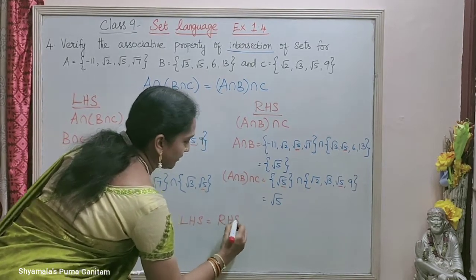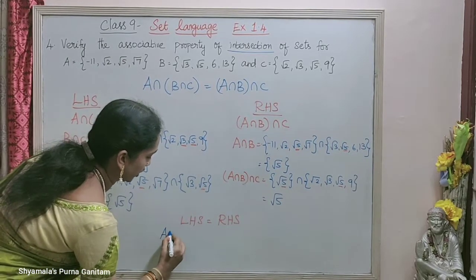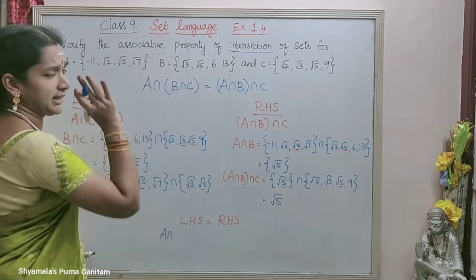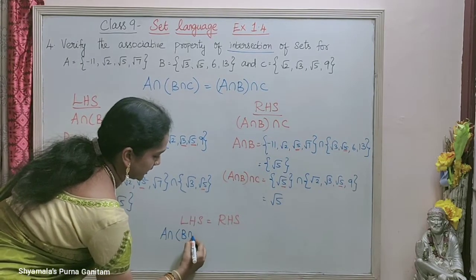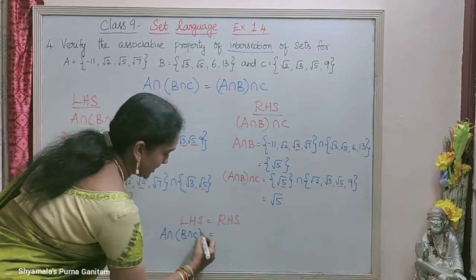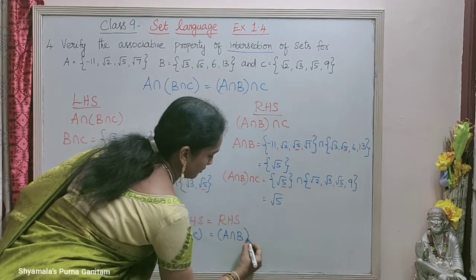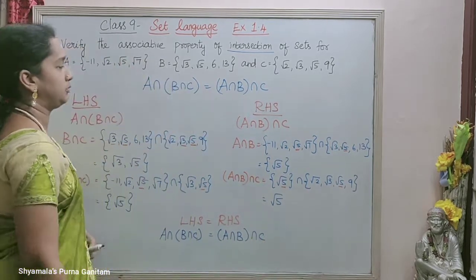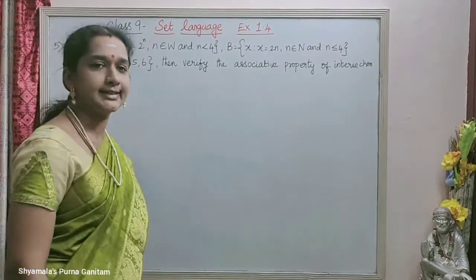So we have verified the associative property of intersection of three sets. So A intersection B intersection C is equal to A intersection B intersection C. So thus we have verified. Now we will do the next sum.